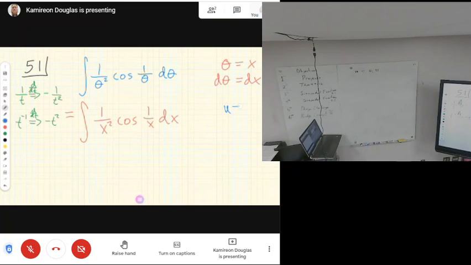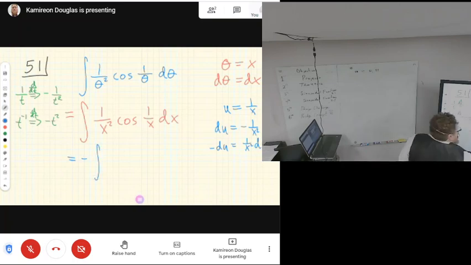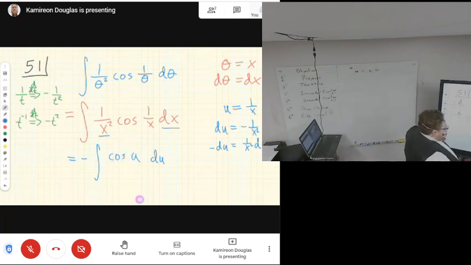Yep. And now using this shortcut, my du is negative 1 over x squared. Divide the negative over. So I get negative du equals 1 over x squared dx. Now, I'm going to simplify as I go. The negative is going to come out front. Okay, my x squared dx becomes a negative du. My 1 over x becomes a u. And now I can integrate.